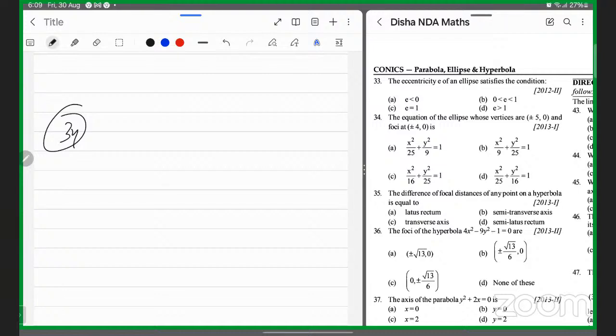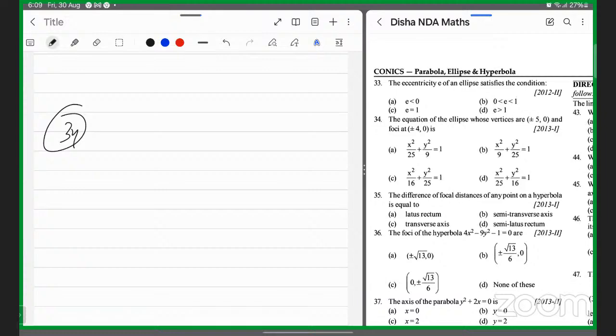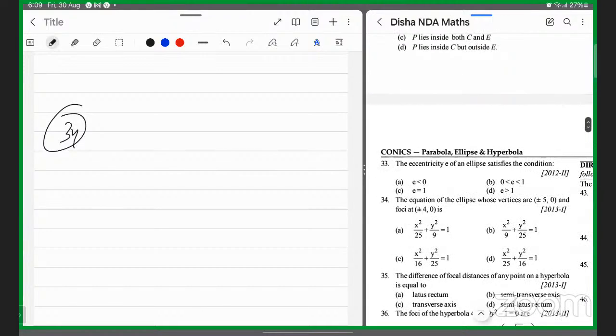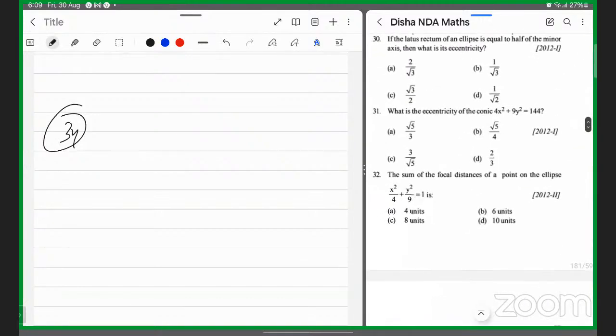What is the equation of the ellipse whose vertices? Recently I have done this question, so I will not do it again. The center of the ellipse lies between 0 and 1, so B is the correct answer. Any problem? Now solve 32.